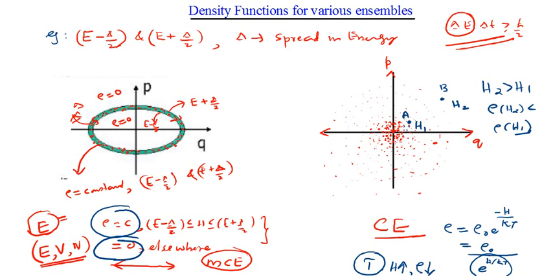If a system is in equilibrium, the probability of that system to be found in a lower energy state is much higher compared to the probability of finding that same system in a higher energy state.